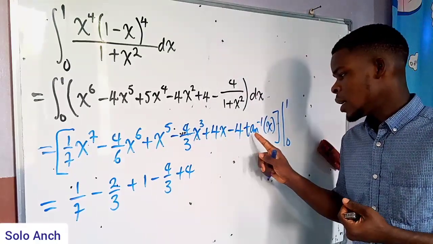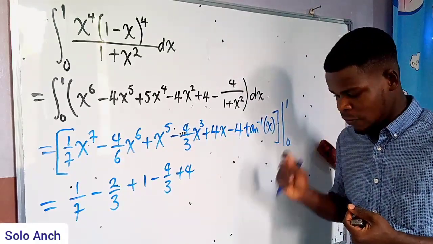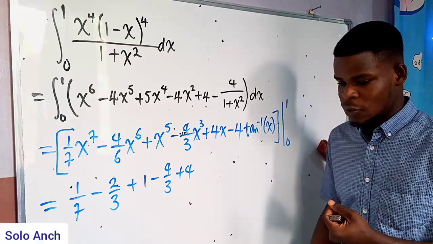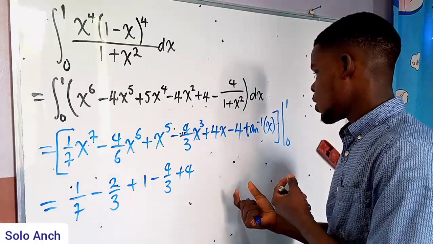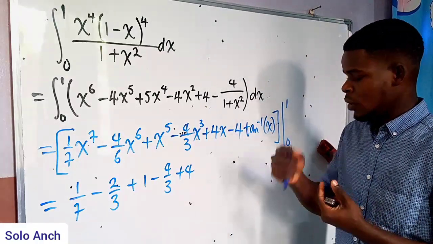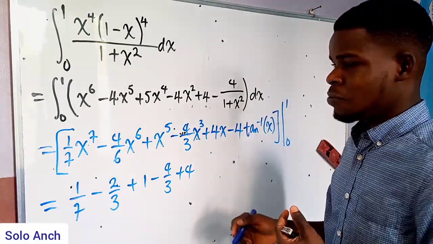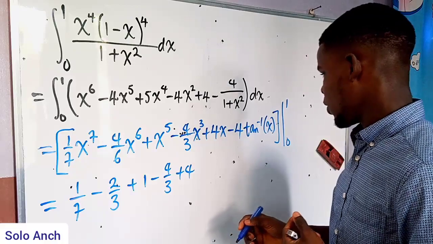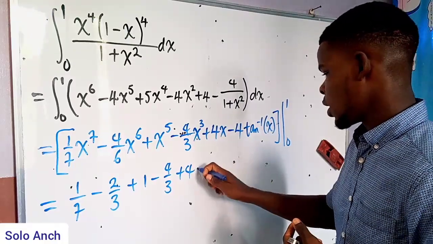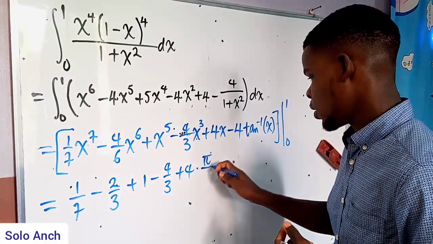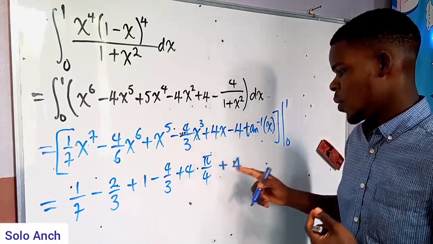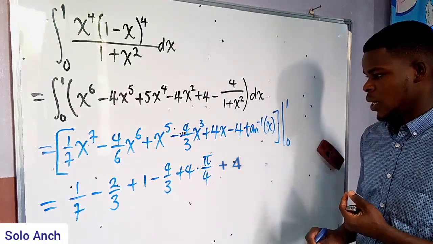Notice that inverse tangent of 1 will be pi over 4. Tangent of an angle gives us 1, then the inverse tangent of 1 will be that angle, and that angle has to be pi over 4, just the principal value anyway. So this is 4, and then we take this to be pi over 4. Remember, when we substitute 0, everything will be cancelled.